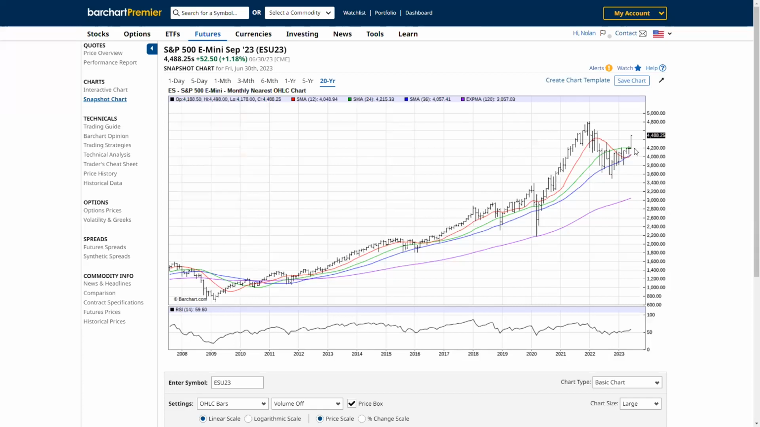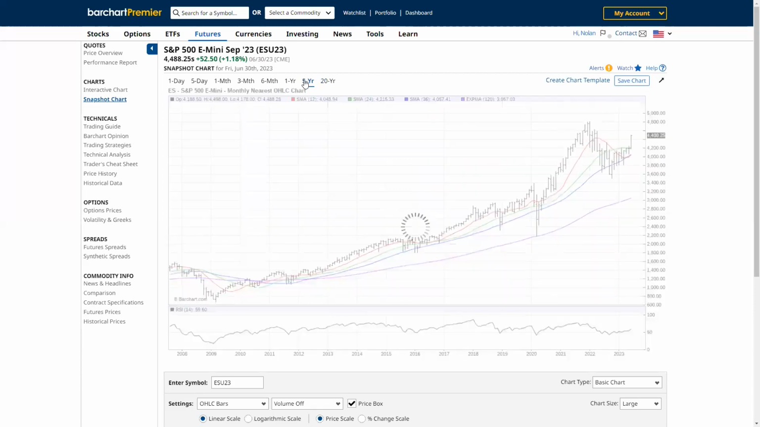So that's not a bad thing. And that's another example of RSI divergence coming to the forefront and being an effective tool in conjunction with other things that make this a very exciting thing to do as far as keeping an eye on it. Let's take a look at the 5-year graph on S&P.